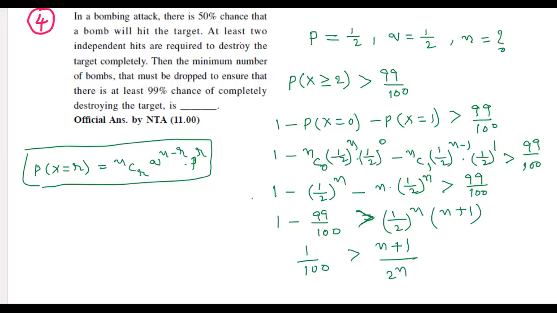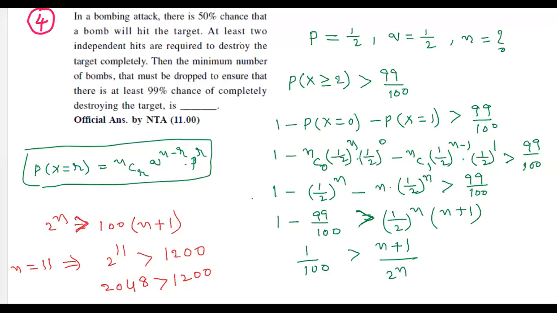Now take cross multiplication. What happens? See, 2 power n is greater than, the symbol greater than, not equal to, 100 into n plus 1. If I take n is equal to 11, what happens? See, 2 power 11 is greater than 100 into 11 plus 1, 12. This is 1200. 2 power 11 means 2048 is greater than 1200.